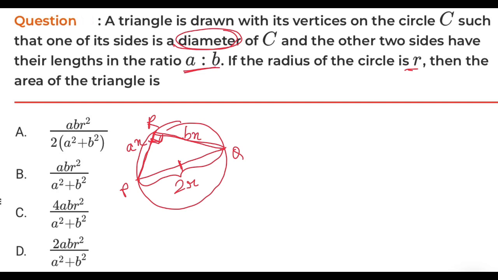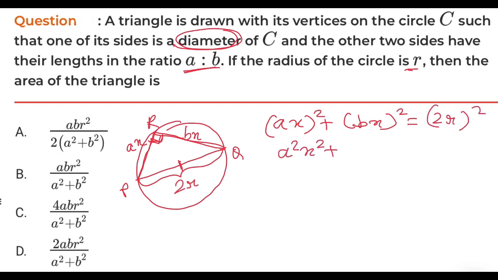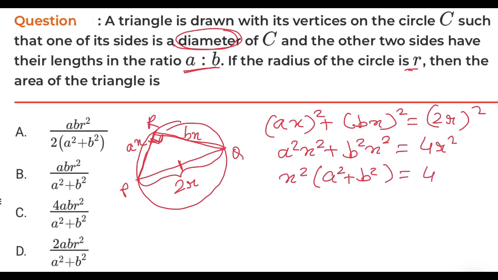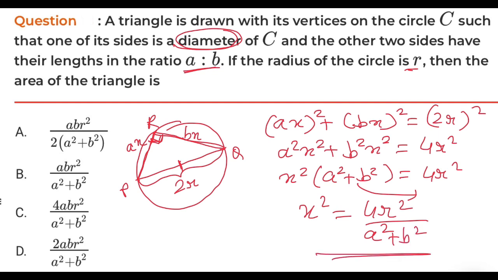Let's use our Pythagoras theorem here. Using the Pythagoras theorem, AX square plus BX square should be (2R) whole square. That gives me A square X square plus B square X square is 4R square. If I take X square common from both the terms, I'll be left with A square plus B square, and that is worth 4R square, right? Now let's take A square plus B square to the right hand side. We will get the value of X square as 4R square divided by A square plus B square. That is the first step of our solution.